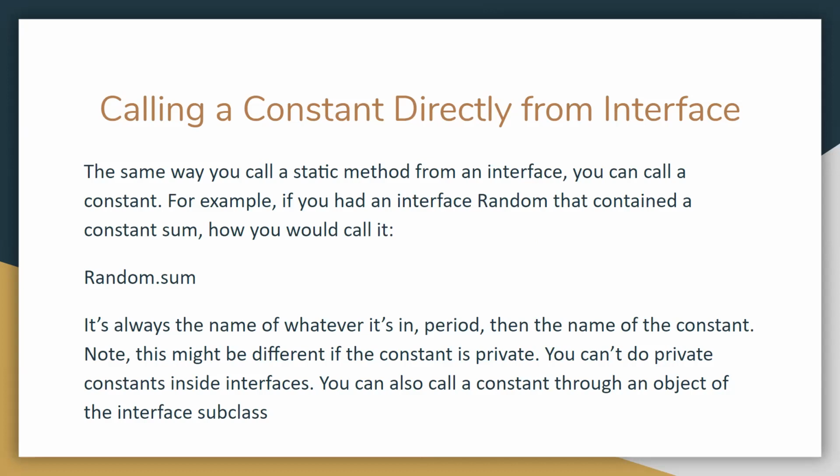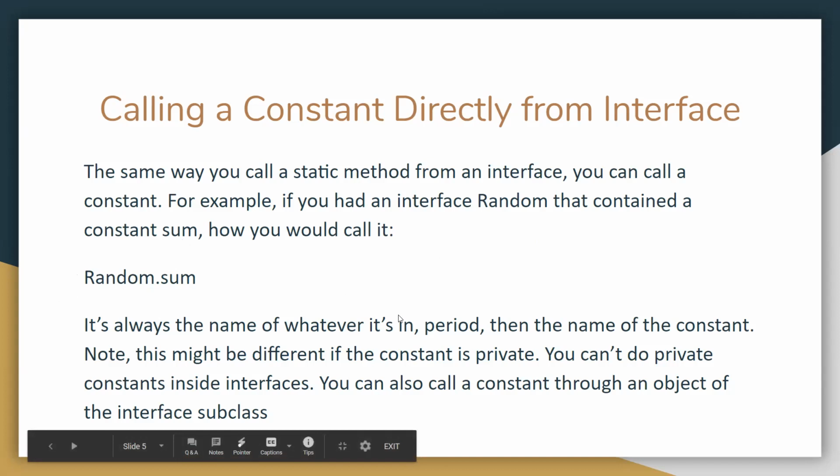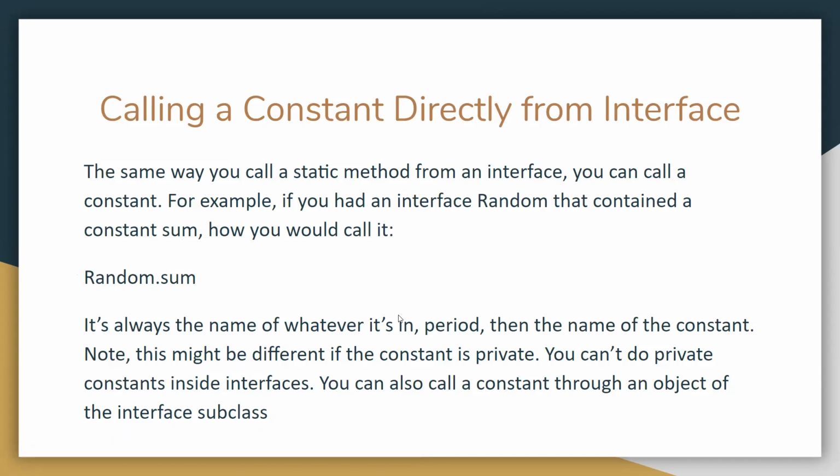So for example, if you had an interface Random that contained a constant sum, you would call it like this: Random.sum. It's basically the same as static methods, but you don't have parentheses. It would do the same thing, though. It would call the sum constant and do whatever you wanted to do with that. So again, it's always the name of whatever it's in, no matter what it is. If it's an abstract class, you can still do that. If it's an interface, you can still do that. If it's a class, you can still do that. And then the name of the constant.